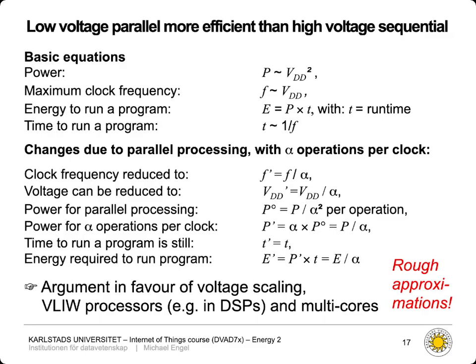Of course, real life is much more complicated, so these are very rough approximations, just rules of thumb. But this indicates that scaling the supply voltage makes sense, especially if you can use parallelism in your processors, like VLIW processors, which are relatively common in DSPs, vector operations, which are more and more common also in smaller embedded cores, and even multi-core processors, as long as you have enough independent tasks to do.